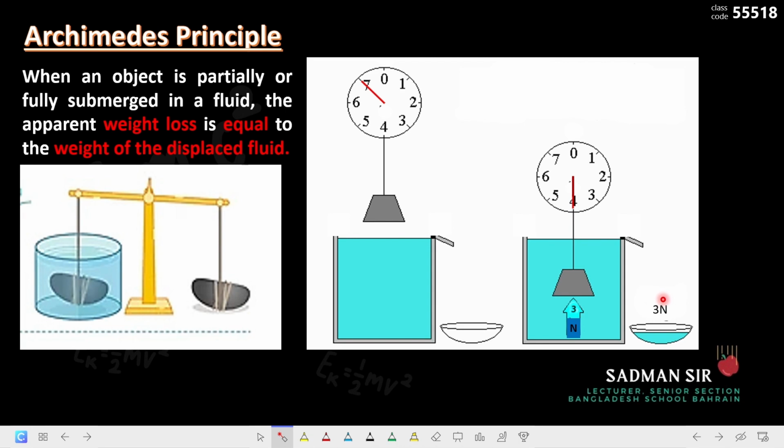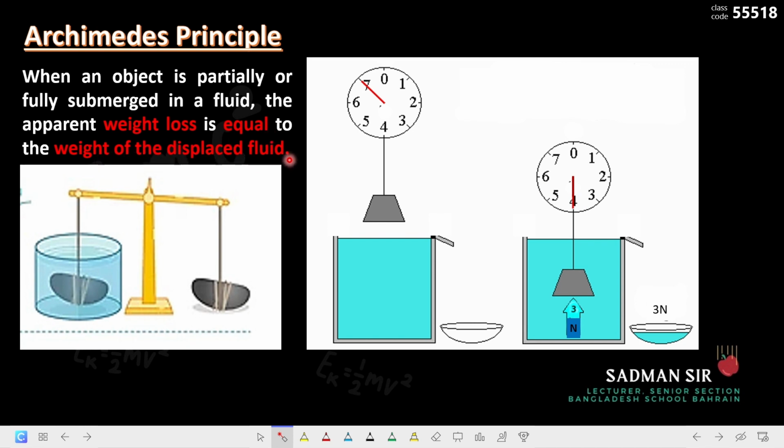This is what Archimedes has said. So this is the displaced fluid, and the weight of the displaced fluid is 3 Newton, which is equal to the weight loss of the object. So the apparent weight loss of the object is equal to the weight of the displaced fluid.